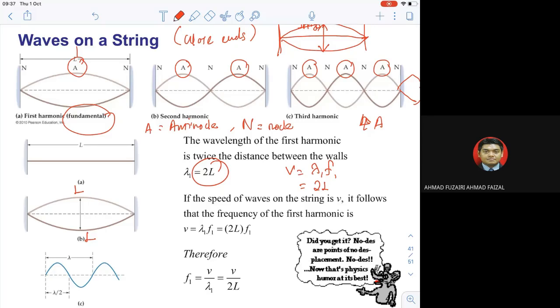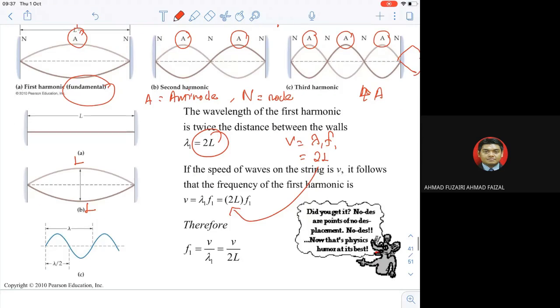So you include this in, and therefore the frequency for the first harmonic is V over 2L. What is V? Speed of sound. What is 2L? 2 times the length of the string.